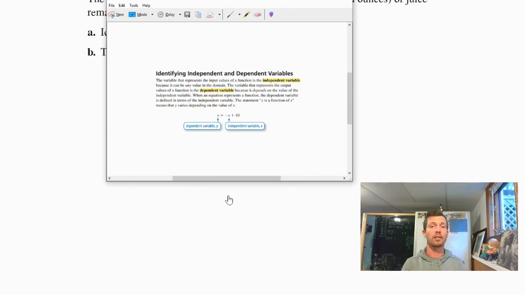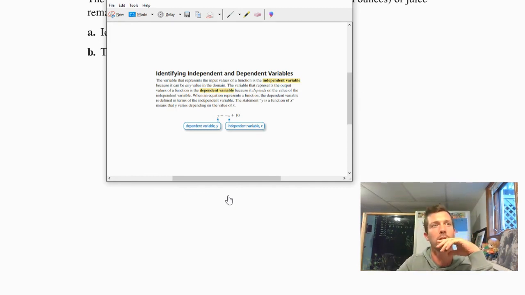So think about it, I always think of this in terms of a vending machine. I hit A2 and I'm expecting to get a bag of Skittles out, right? So what I put into the machine, it's going to spit something out. So that might help you wrap your head around independent variable and a dependent variable.